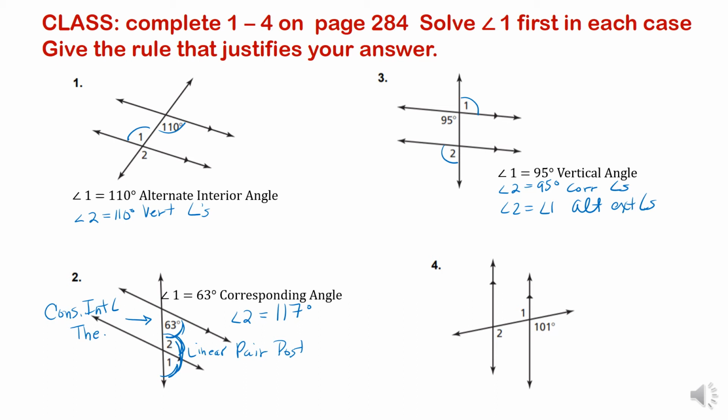Okay, either one. Okay, over here I've got angle 1 and angle 101. So I could find that by vertical angles. I could use corresponding angles to say that angle 2 equals 101, or I could use angle 1 is equal to angle 2 by the alternate interior angle theorem. Okay, so either one of those works.